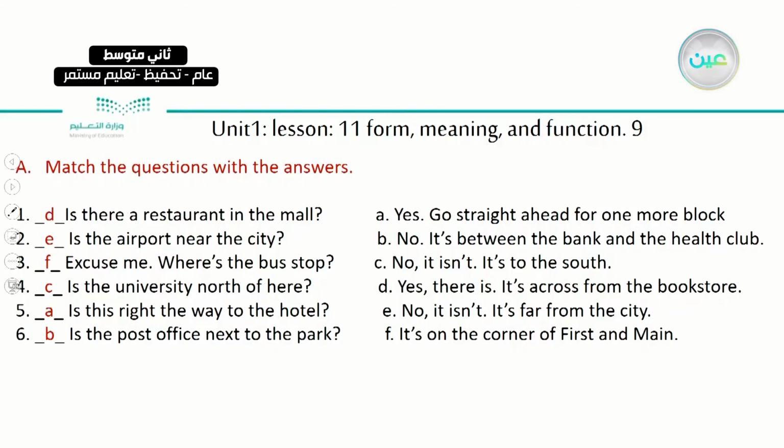So here, is there a restaurant in the mall? The answer is D. Yes, there is. It's across from the bookstore. So this is the proper answer for number 1. For number 2, it's E.